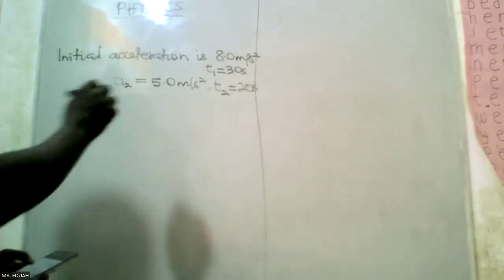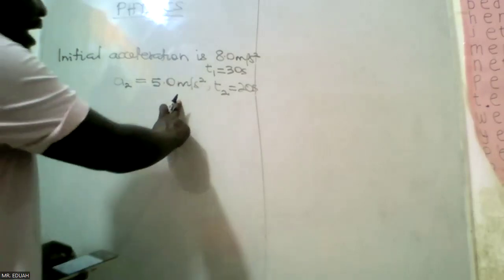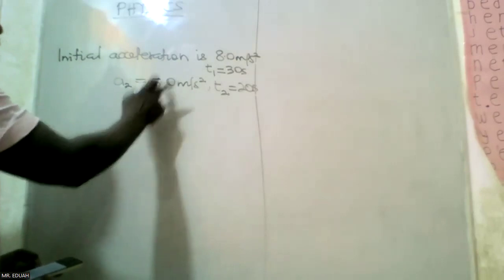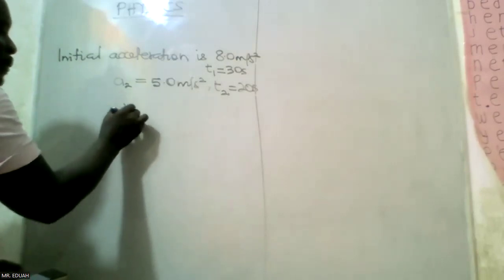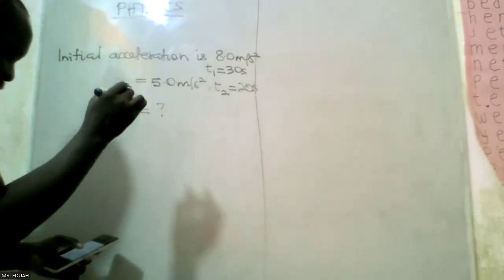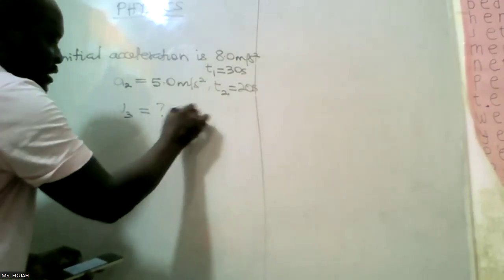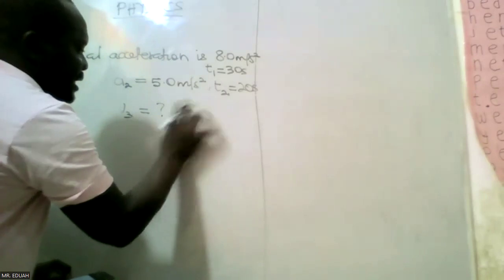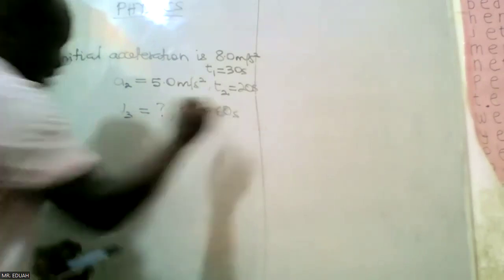Then the body maintains the speed attained for 60 seconds. So the speed attained after reducing the earlier acceleration was maintained. This is an unknown speed, but we are told it was maintained for 60 seconds. So T3, 60 seconds.